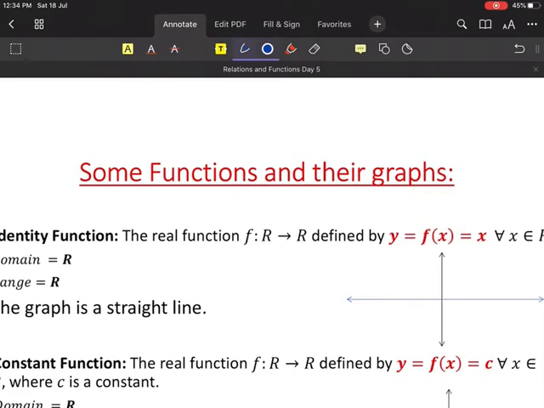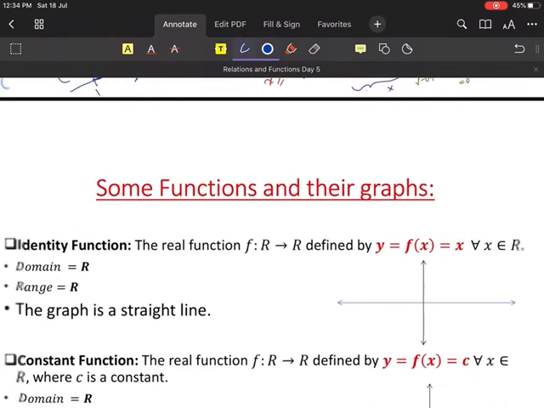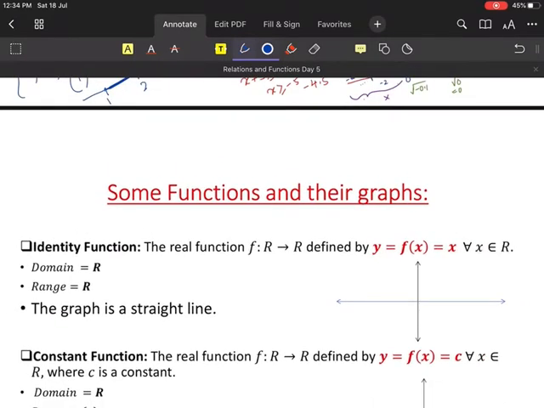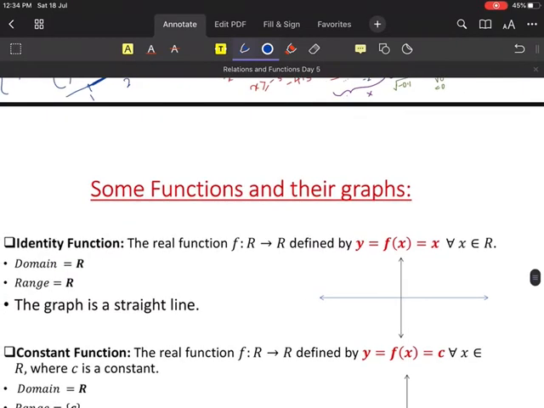What does this R signify? We did this yesterday. Now tell me, one by one I will ask, what does this R signify? Real number. This R signifies domain. When I'm talking about function, domain to, and this R signifies codomain or range. Understood? This R signifies codomain or range.